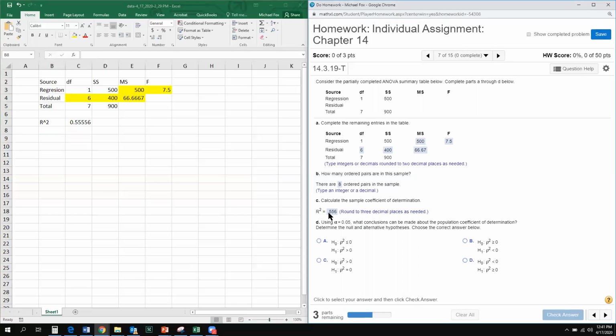Now it says, using alpha of 0.05, what conclusions can be made about the population coefficient of determination? Determine the null and alternative hypotheses. This is always going to be that our rho squared, our null, is less than or equal to 0. Our alternative is that it is greater than 0.